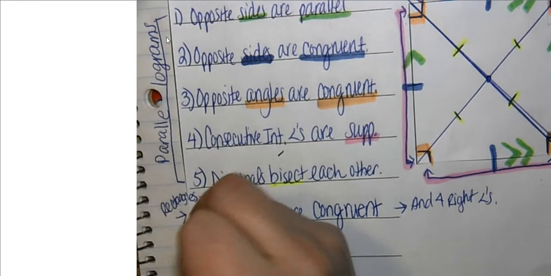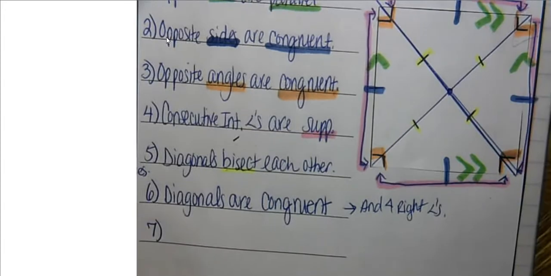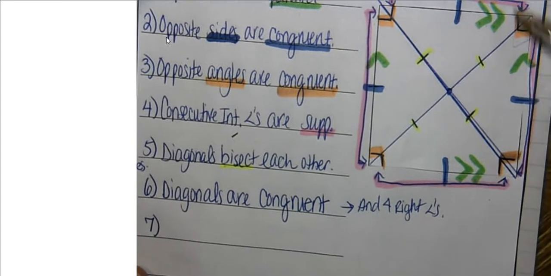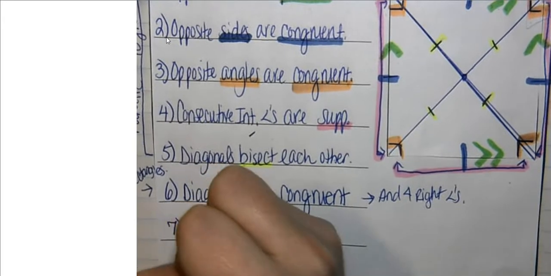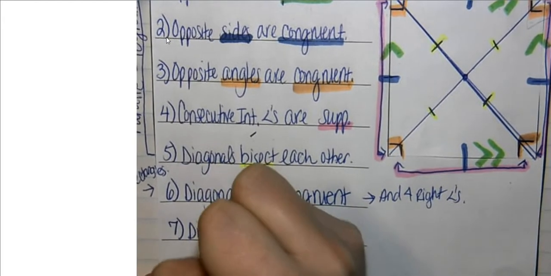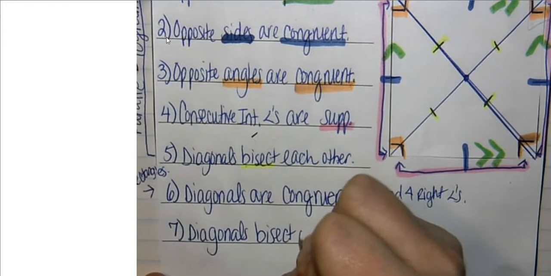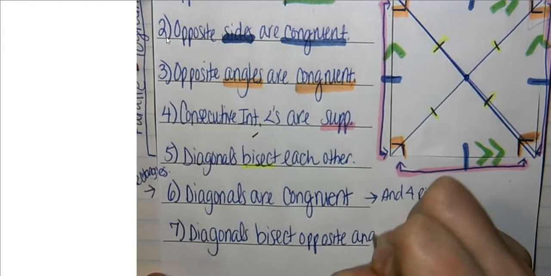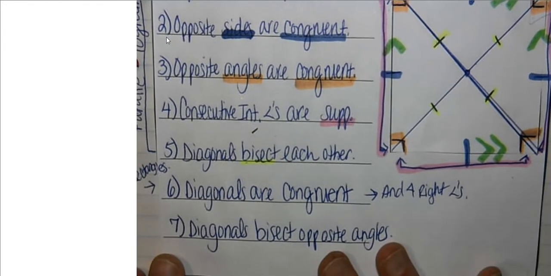The next property is the extra property that comes from rhombuses. So we already know that rhombuses have all sides that are congruent, but the extra one that comes from a rhombus is that the diagonals bisect the opposite angles.